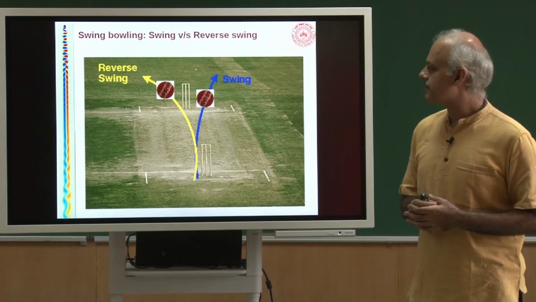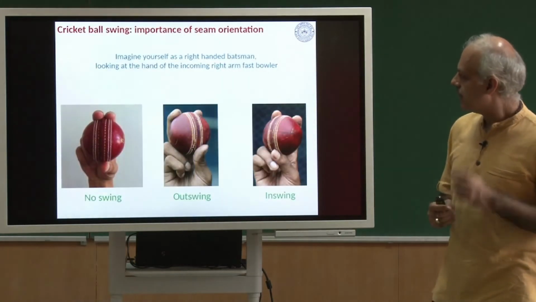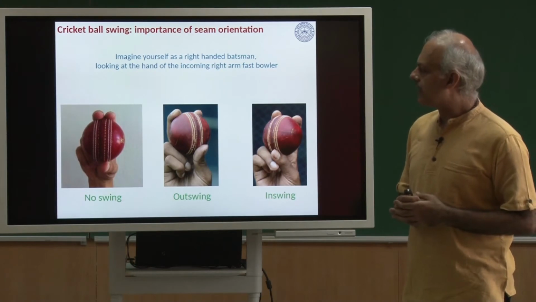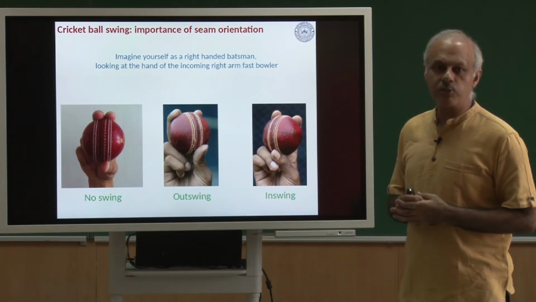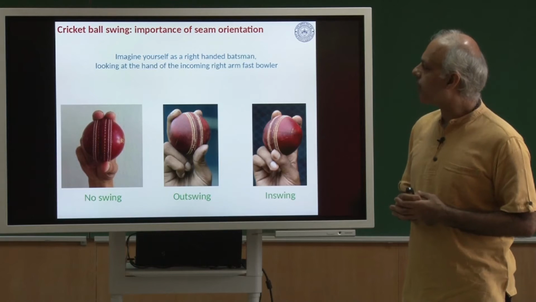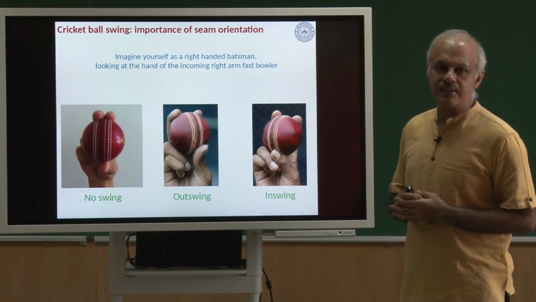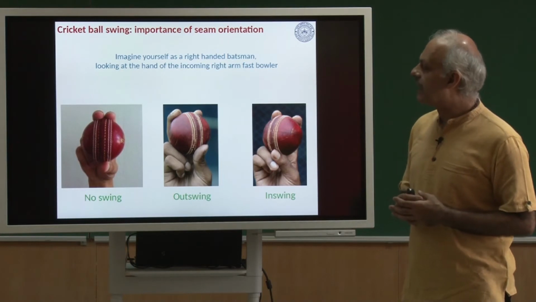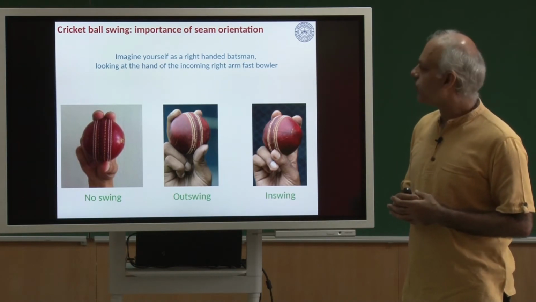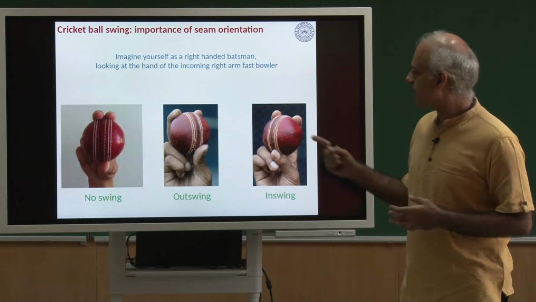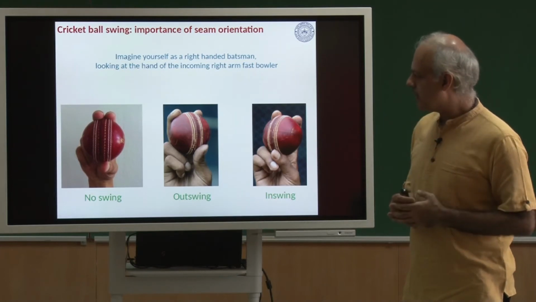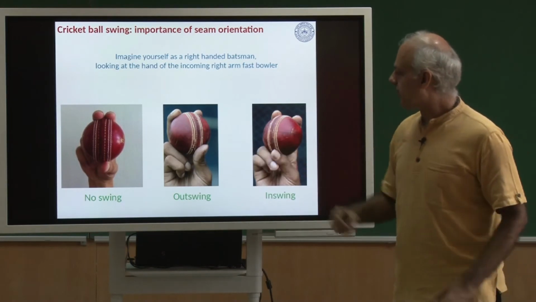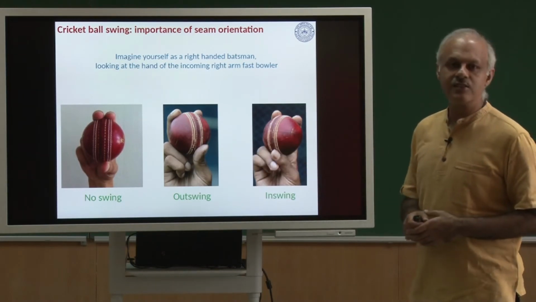So if I am a batsman, then I can see from the action of the bowler how the ball orientation is going to affect me. It is shown here that if I am a right-handed batsman and the bowler is bowling at me, then if the seam is held straight, this would be no swing, this would be outswing, and this would be in swing.